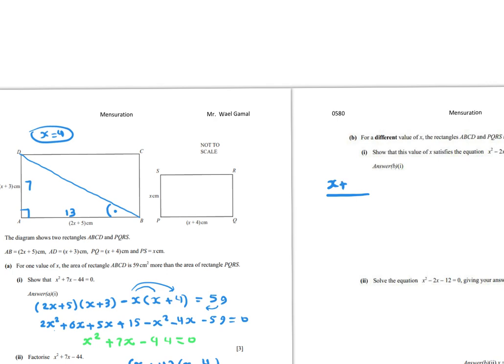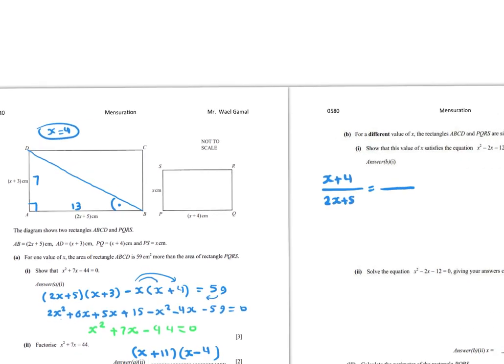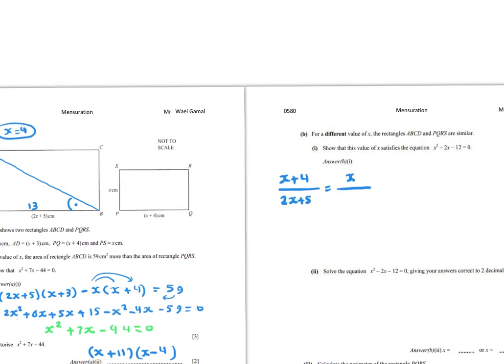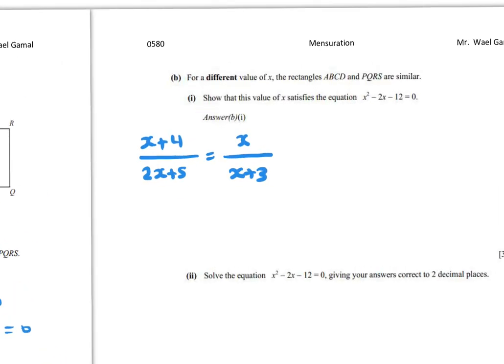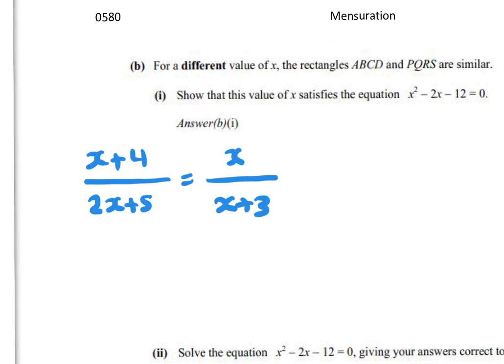X plus 4 over 2x plus 5 equals x over x plus 3. Now cross multiply to find the quadratic equation in terms of x. If you cross multiply, x into 2x plus 5 equals x plus 3 times x plus 4.